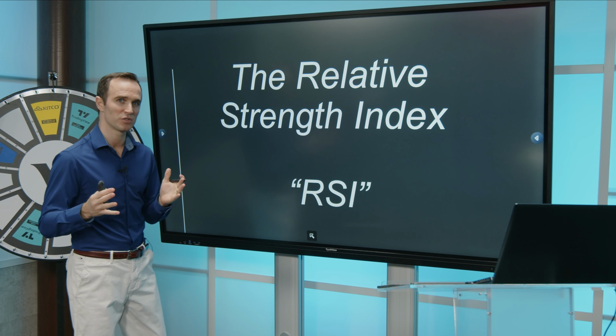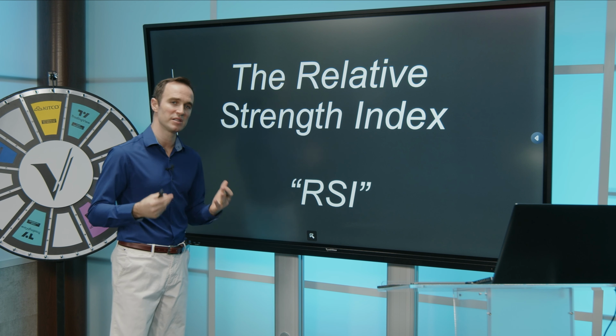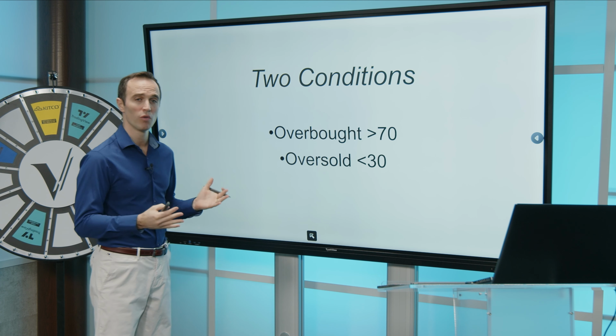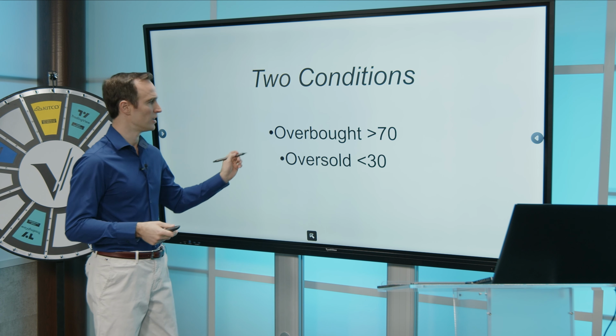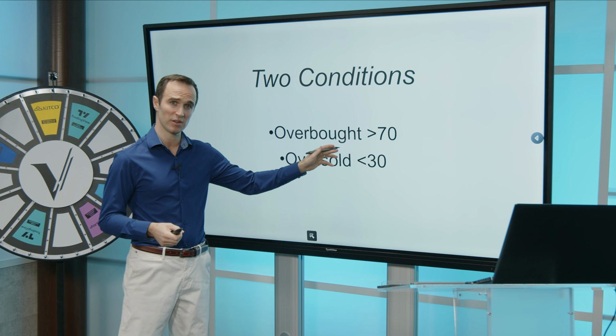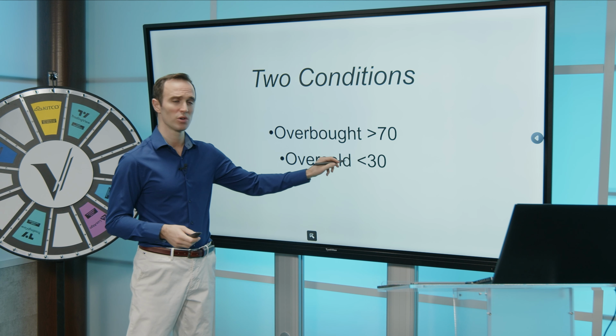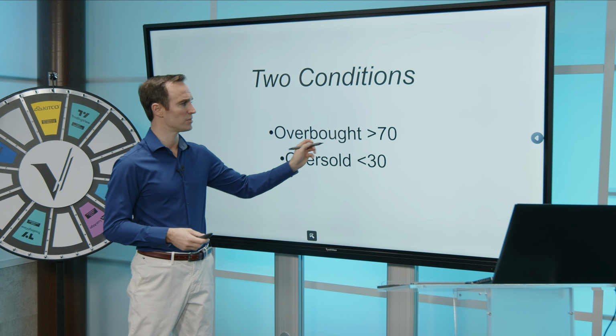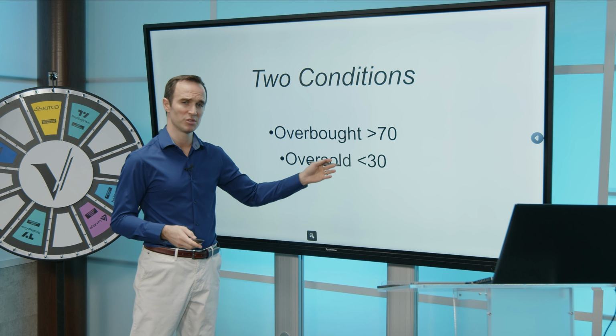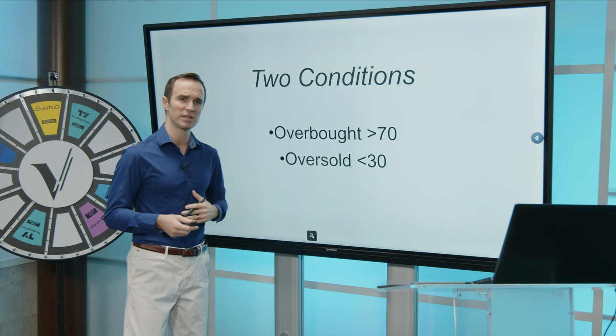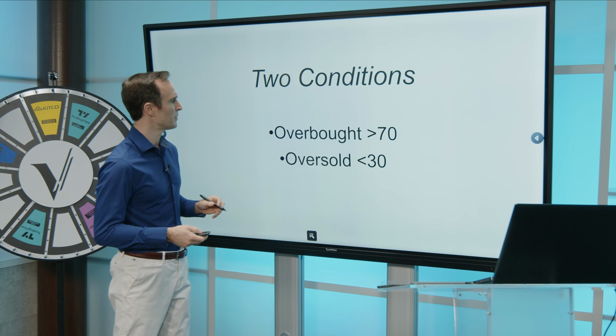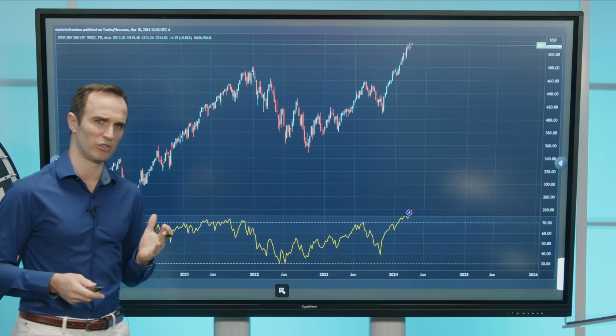Okay, so the Relative Strength Index, or the RSI, basically tells us if we're overbought or oversold. In general, overbought is greater than 70 on the RSI, and oversold is less than 30. Now, some say over 80 or less than 20. It just depends on your trading style and what you feel comfortable with. So let's take a look at the charts here, okay?